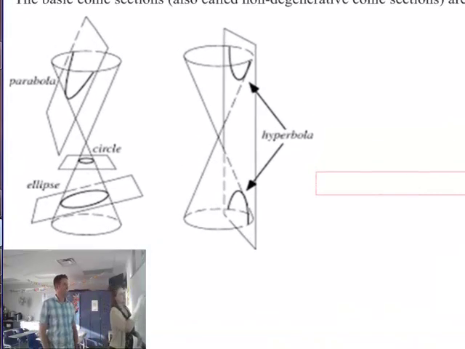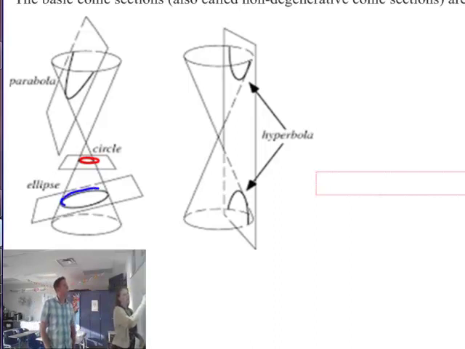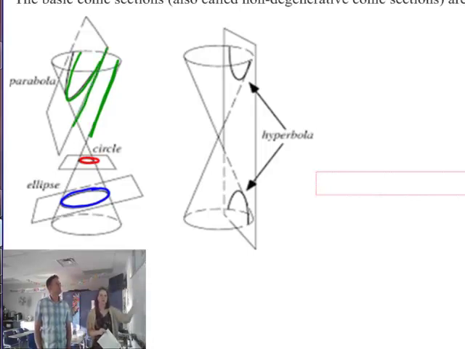Let's start with a circle here in the middle. Here's our plane, perpendicular to that axis. If we angle it just a little bit, there's the slant, and then we'll have our ellipse. Then if we make the plane parallel to the side of the cone, these two don't look like it, but they are parallel because one of them is coming out of the screen at you, and then we have our parabola.